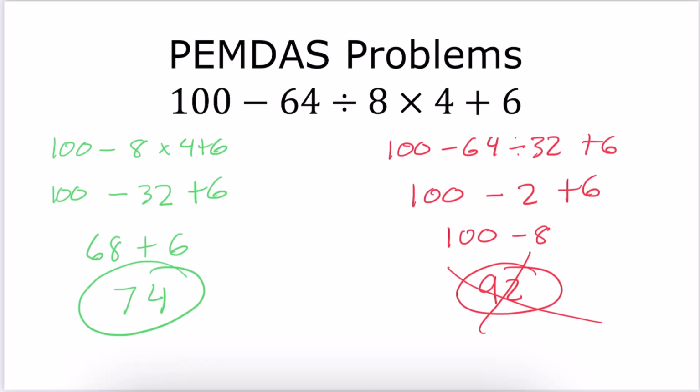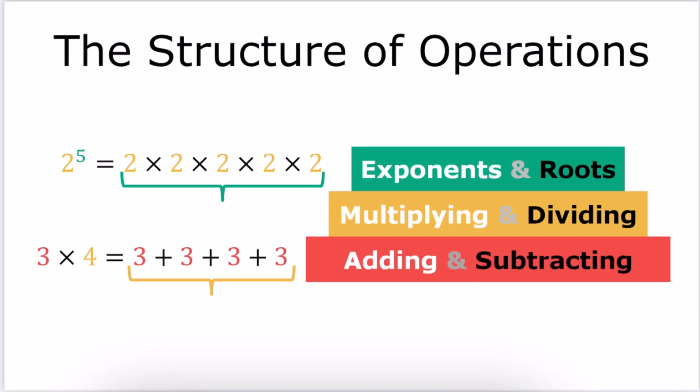Instead, what I use is I teach them the structure of how the operations are related to each other, and I use that to explain why the order of operations works the way that it does. Because as a reminder, the structure of operations is that repeated addition creates multiplication, repeated multiplication creates exponents, and each one of those three operations have inverse operations. So the inverse of addition is subtraction, the inverse of multiplication is division, and the inverse of exponents are roots.